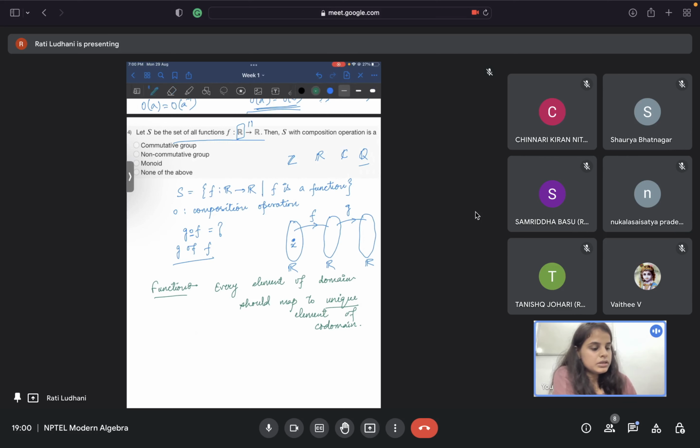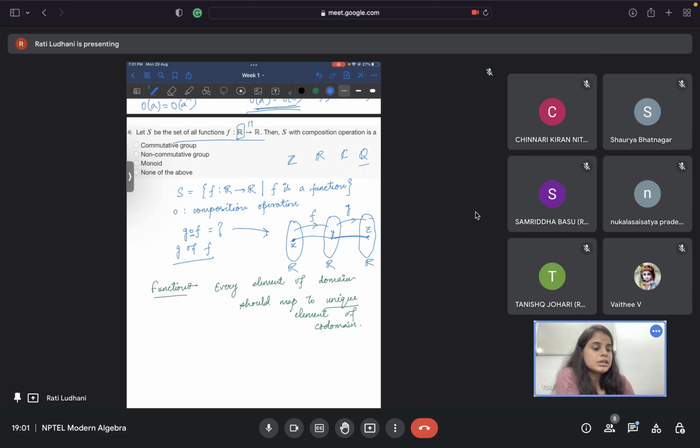Okay, so let's see what we have now. Composition means if you have, let's say, x mapping to y, which is unique, and now you have this z, some element here, because g is again a function. So the composition g of f means first you have applied f and then g. So g of f takes x to z. This is your function, and you can always define composition like this for every element.